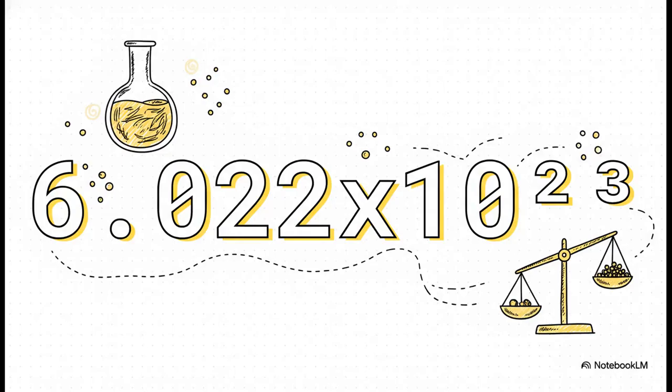And there it is. That's the number. It's called Avogadro's number. And yeah, it's pretty mind-boggling. It's a 6 with 23 zeros after it. But by defining one mole as this exact number, chemists built a bridge.